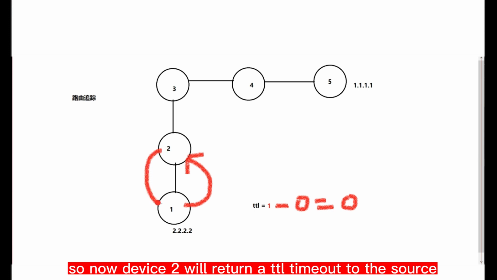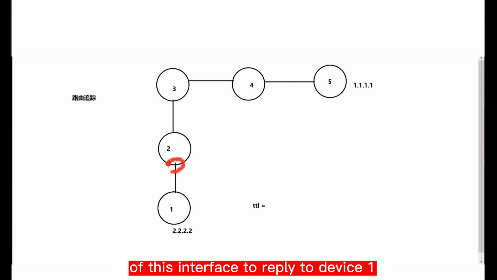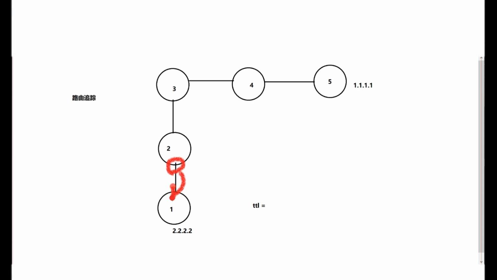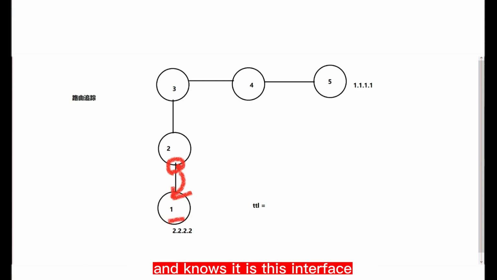So now device 2 will return a TTL timeout to the source. This means device 2 will use the address of this interface to reply to device 1. Device 1 receives the message and knows it is this interface. It knows who its next device interface is.